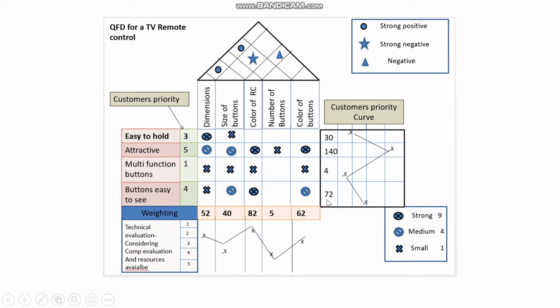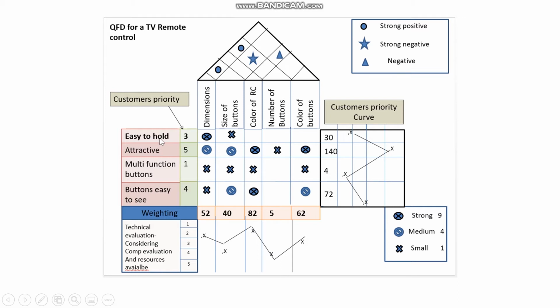Then after that, what will be the result of this house of quality? This one we have to find as the outcome of the house of quality. In the result, I have given 30, 140, 472. How will we calculate this 30, 140, 472? Now I am going to explain.